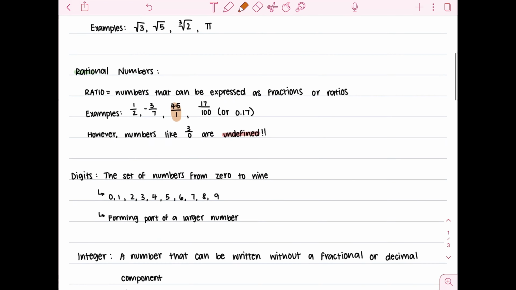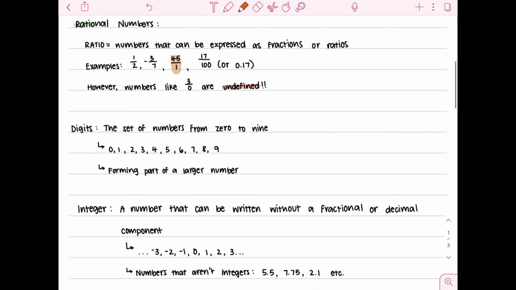On the other hand, we have rational numbers. Rational numbers are numbers that can be expressed as fractions or ratios. Some examples are 1/2, -3/7, 45/1, and 17/100, which can also be written as 0.17. We'll get back to the 45/1 later.